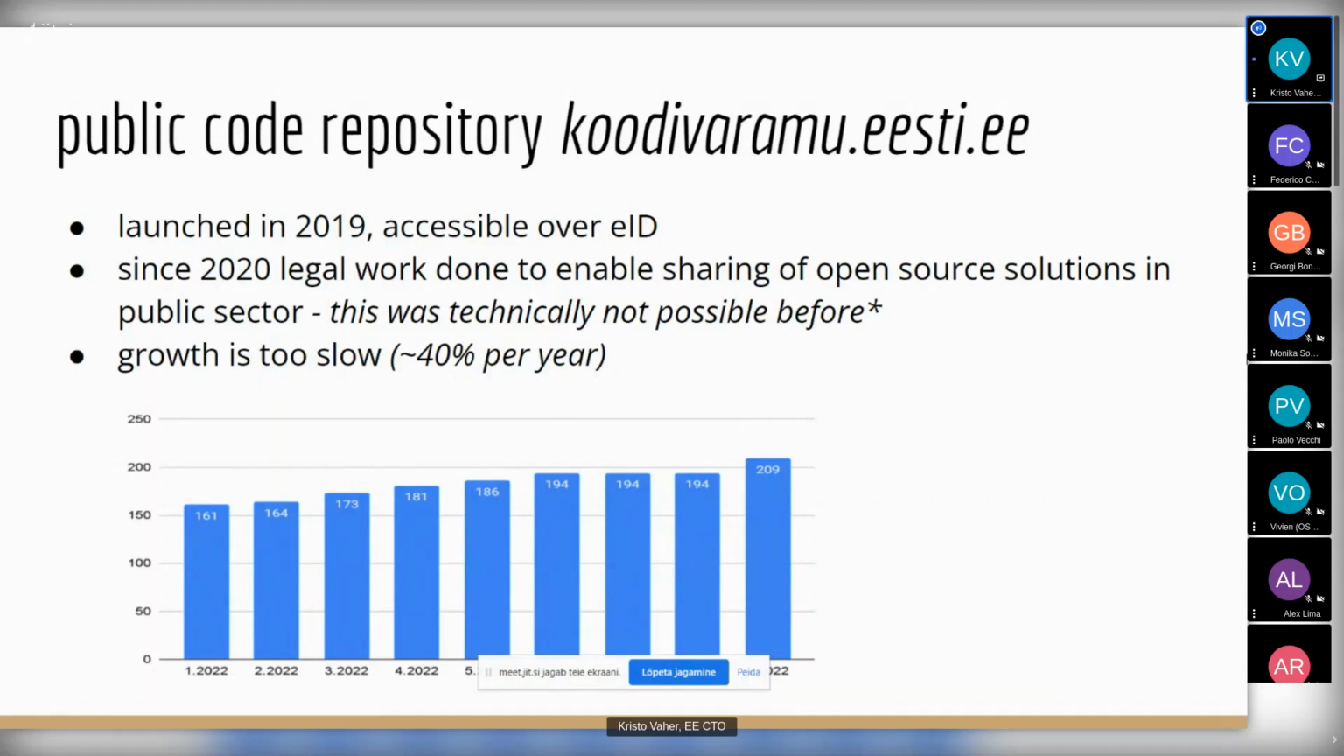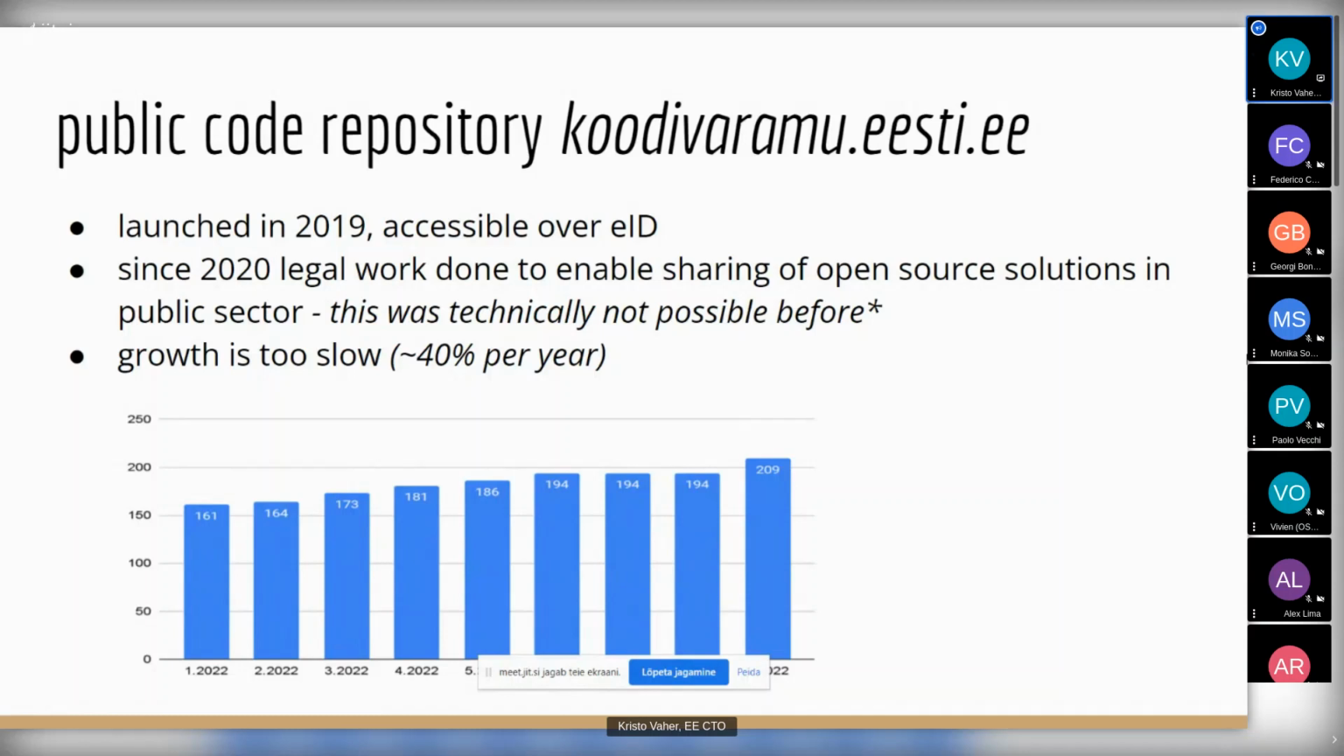Since 2020, legal work was done to enable sharing of open source solutions in public sector. This was technically not possible before. We started building our digital government in 1991, but it wasn't until 2020 that it was actually legally possible in our administration sectors to share open source code with one another. In many ways, we have been doing it for years for X-Road and eID. It has happened for years, but we didn't have a legal framework around it.